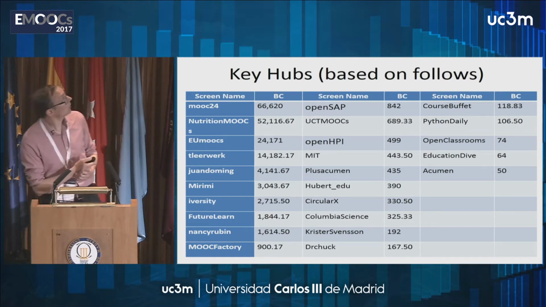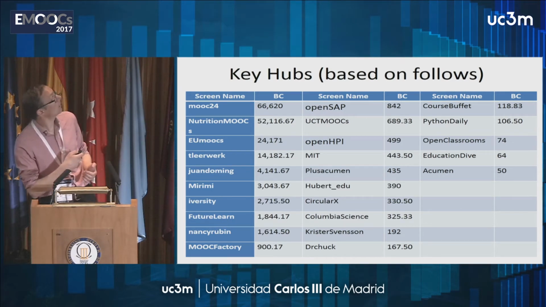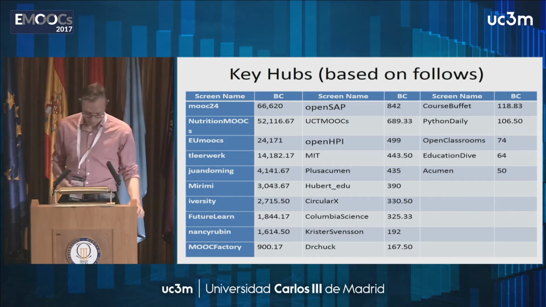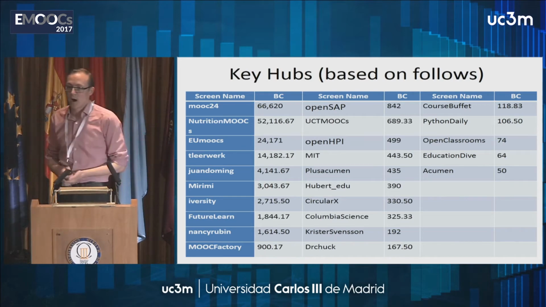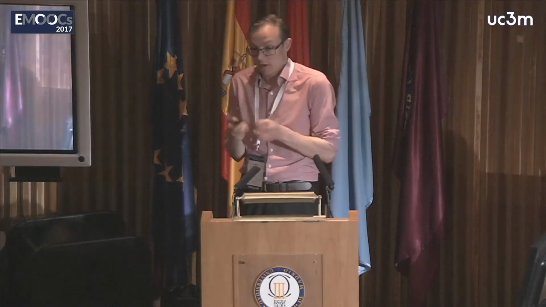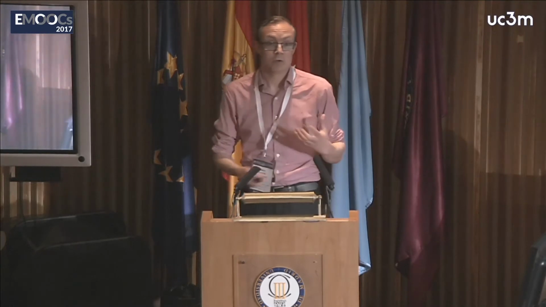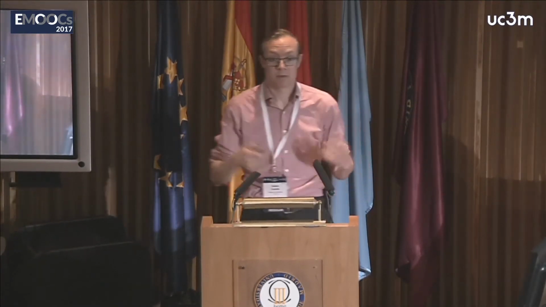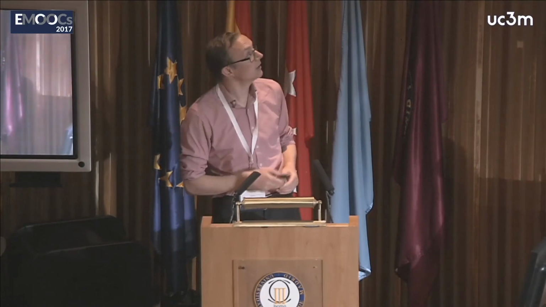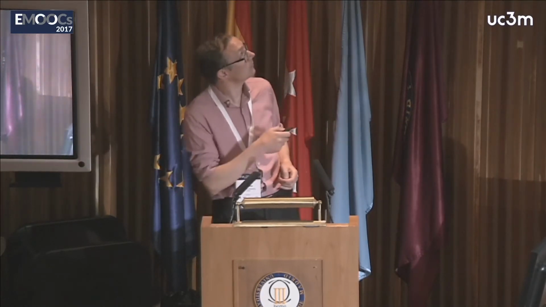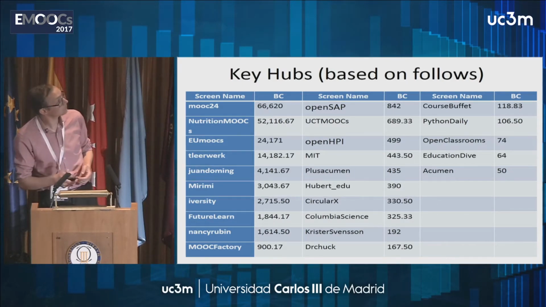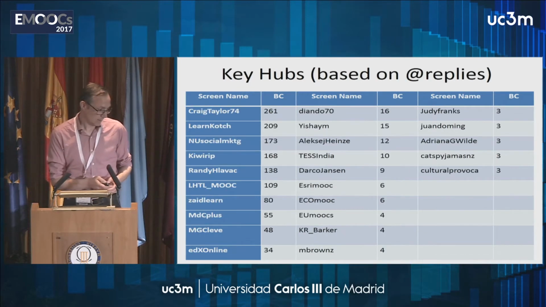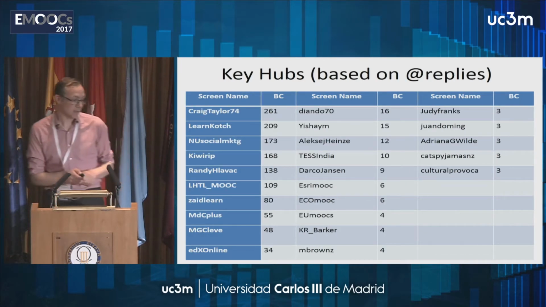Similarly, you can see most of these are platforms or people that are part of the MOOC economy. So what we have now is a kind of a MOOC economy. In any sufficiently sophisticated market, you're going to get people that are very specialized, and doing things like MOOC News or Class Central is a classic example. They're part of this new MOOC economy we have, the long tail of the MOOC economy. EU MOOCs, MOOCs 24. Some of these are individuals, and a lot of them are platforms. And these are based on replies.